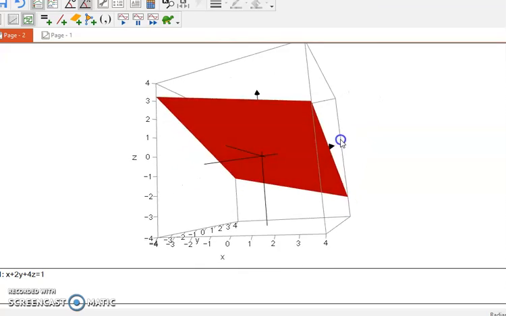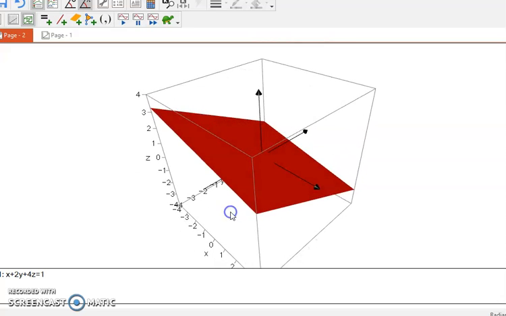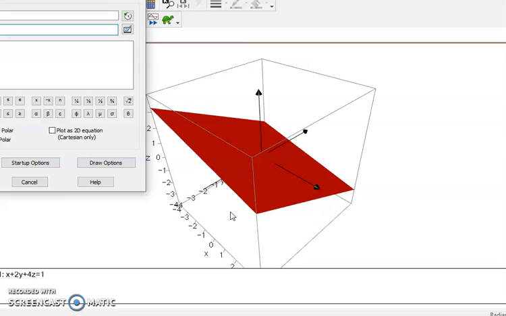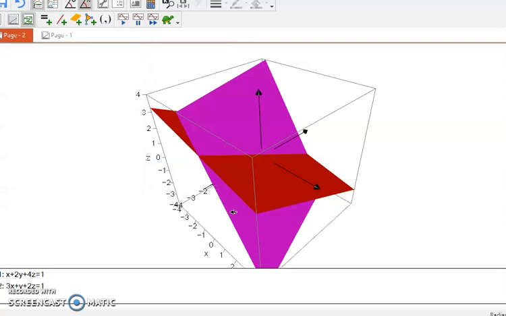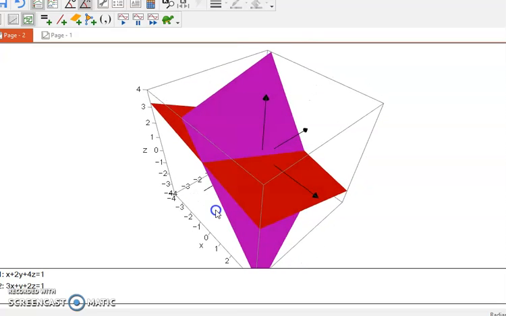You can probably see this. I can rotate this, and you can see that there is a plane. Autograph's quite clever. It just draws it in the box, but it actually goes on forever and ever and ever. So I shall type in another equation, and this time I'm going to type in 3x plus y plus 2z is equal to 1. And it's come up there.